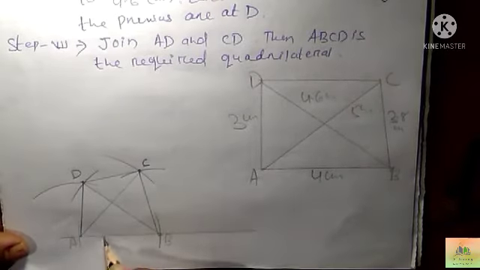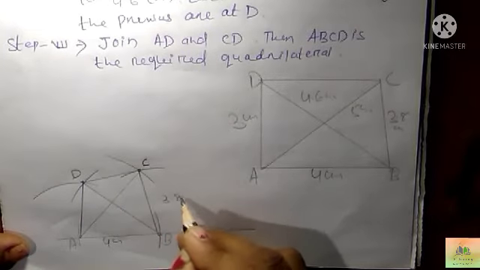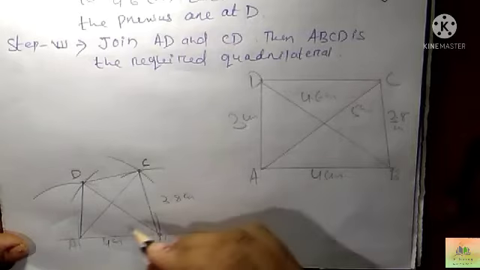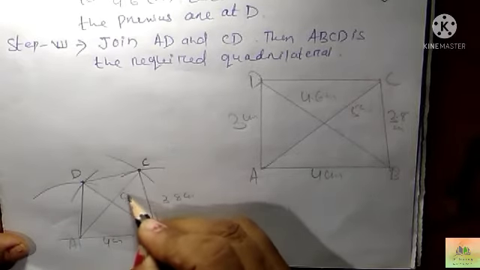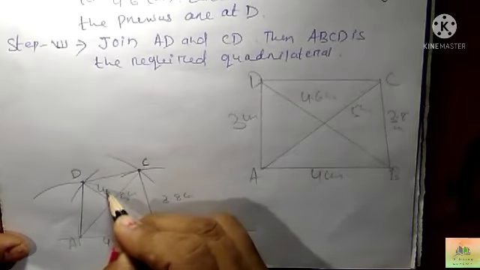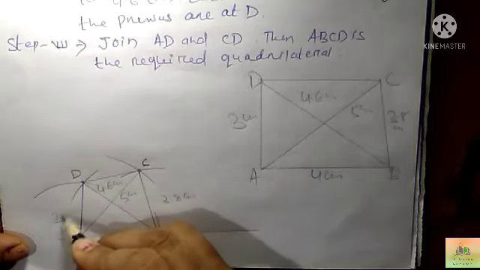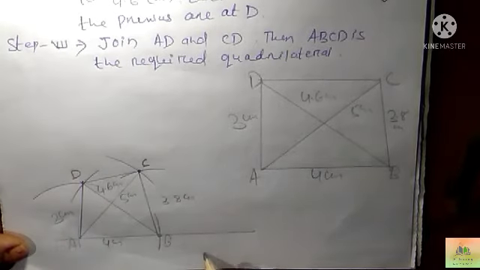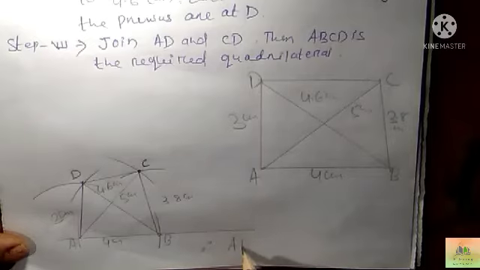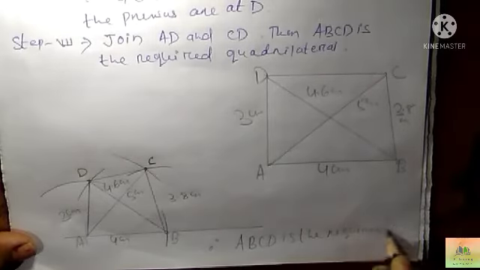So again we write here AB is 4 centimeter, BC is equal to 3.8 centimeter, and AC diagonal is equal to 5 centimeter. BD diagonal is equal to 4.6 centimeter. Then AD is equal to 3 centimeter. Okay, so hence ABCD is the required quadrilateral.